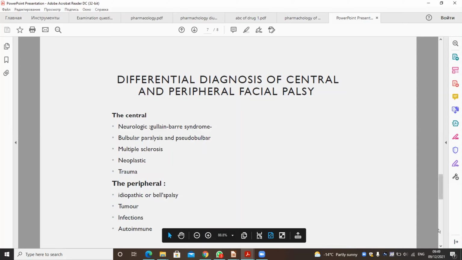We also have idiopathic causes and trauma. In the peripheral type, we have idiopathic or Bell's palsy, which means there is no known reason. We don't know the etiology of this disease. We also have tumors, infections, and autoimmune dysfunction. Thank you.